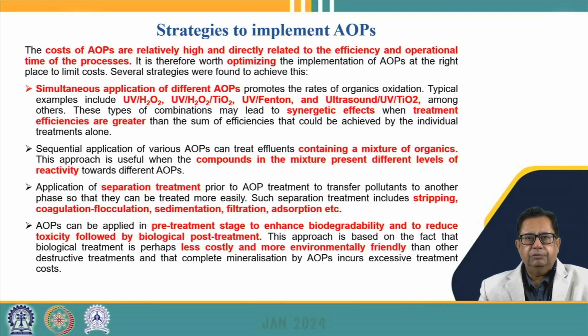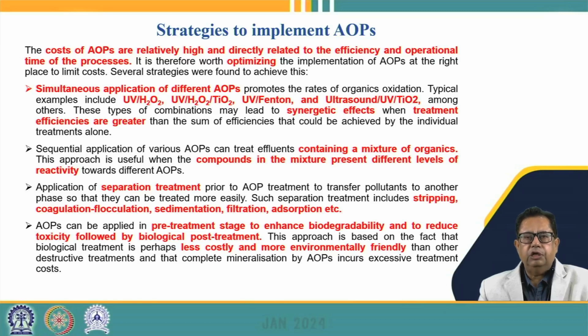When we are treating organics by using advanced oxidation processes, it is very necessary that we reduce the cost of the treatment. So it is necessary that we go for a separation treatment before the advanced oxidation process system. For example, we can utilize pre-treatments like stripping, coagulation flocculation, sedimentation, filtration, and adsorption, so that we can remove the non-targeted compounds or species present in the water or wastewater, and be left with the species which we want to treat by using the advanced oxidation process.